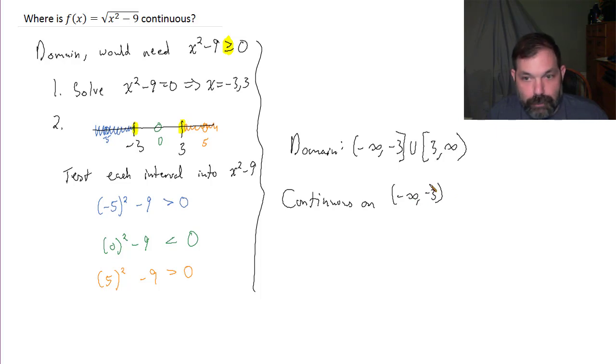Oh, that should be a bracket. And so, I hope you can see over these previous 3 examples that we have a pattern forming here.